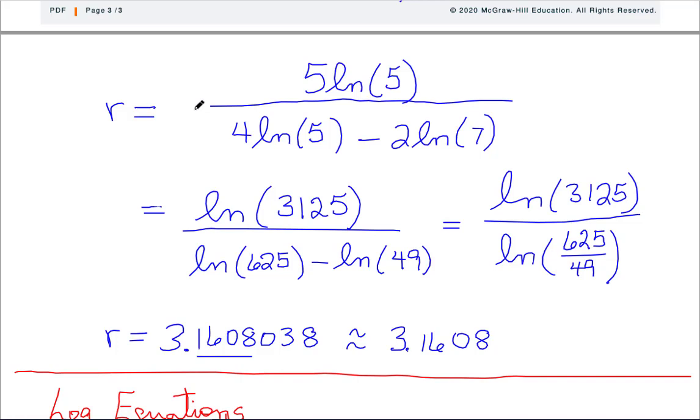Now, remember we pushed numbers in the front before. You can take this number and push it back up on the top. And so this is 5 to the 5th, which calculates to be 3,125. If you take this 4, push it back there, 5 to the 4th is 625, and that's what I did. And if you push this 2 back, 7 squared is 49.